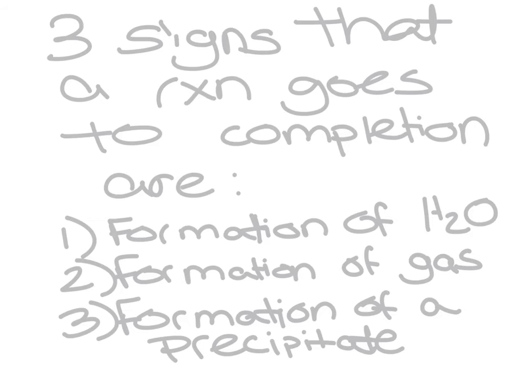So, 3 signs that a reaction has gone to completion are formation of water in your product, formation of a gas in your product, or formation of a precipitate. You only need one of the 3 signs in your products to know that the reaction has gone to completion. So let's take a look.